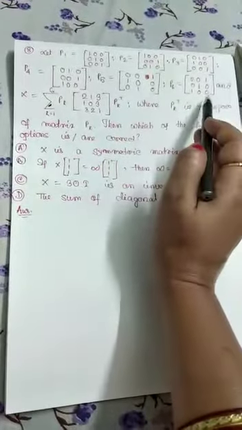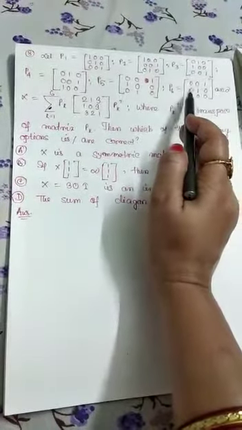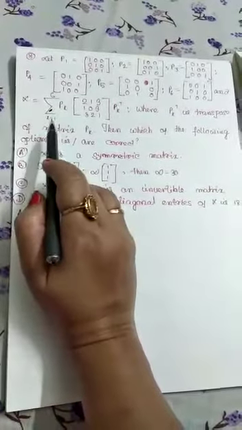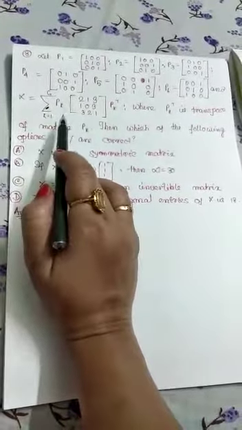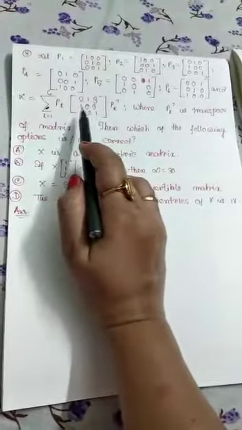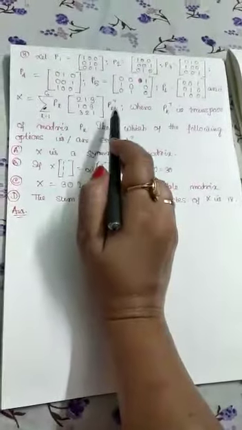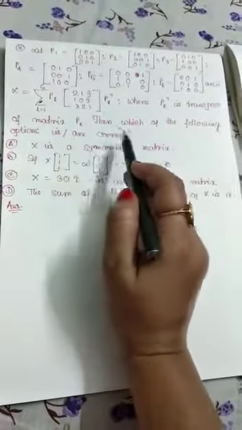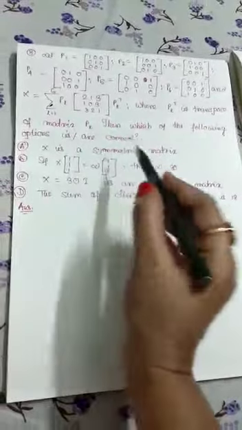P5 is that, P6 is equal to 0 0 1, 1 0 0, 0 1 0, and X is equal to the sum over K is equal to 1 to 6 of PK times the matrix 2 1 3, 1 0 3, 3 2 1 times PK transpose, where PK transpose is the transpose of PK. Then which of the following options is or are correct?